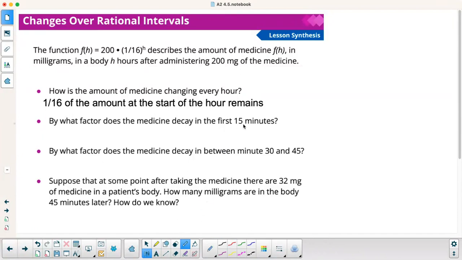By what factor did the medicine decay in the first 15 minutes? So 15 minutes is 1/4 of an hour. 15 out of 60 is 1/4 an hour. So it's going to be 1/16 to the 1/4. So this is the same thing. By what factor does it decay? So it's still only 30 to 45. It's still 1/4 of an hour. So in that time period, whatever your value was at 30 minutes in, you're going to times it by 1/16 to the 1/4 power, okay?